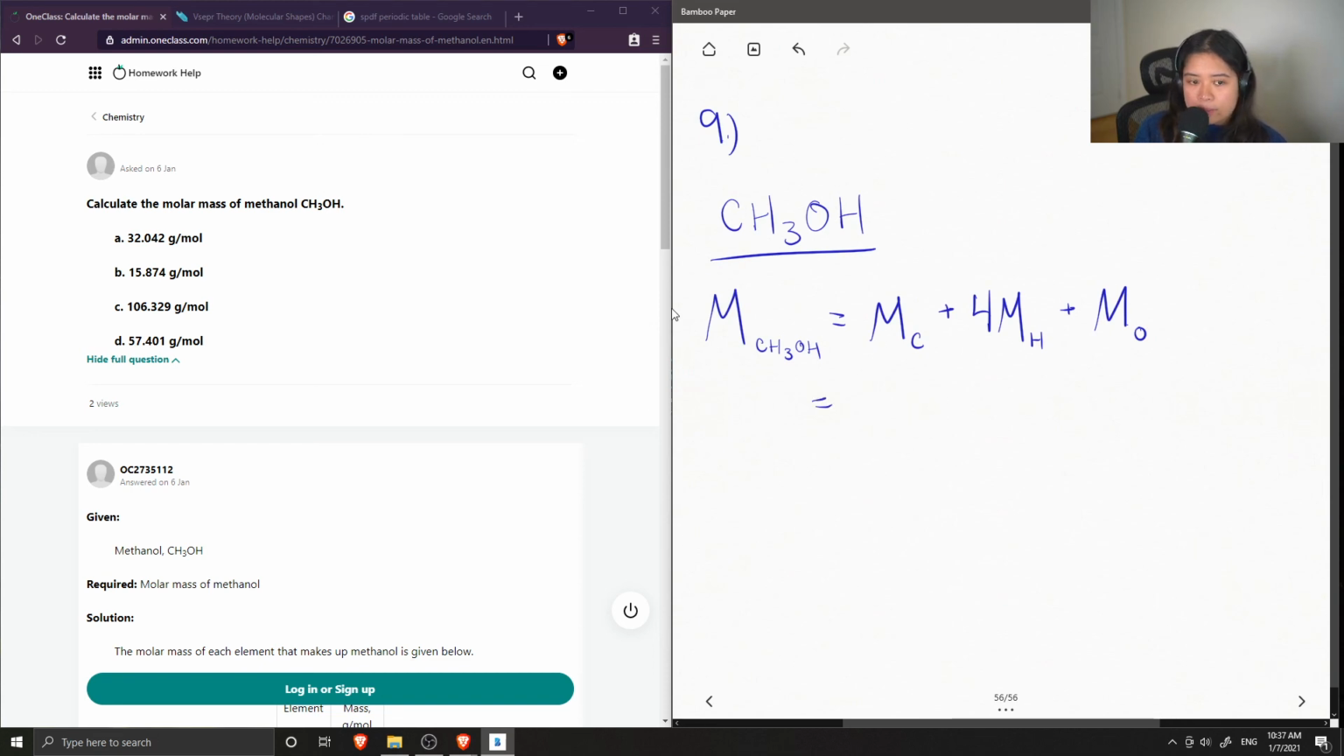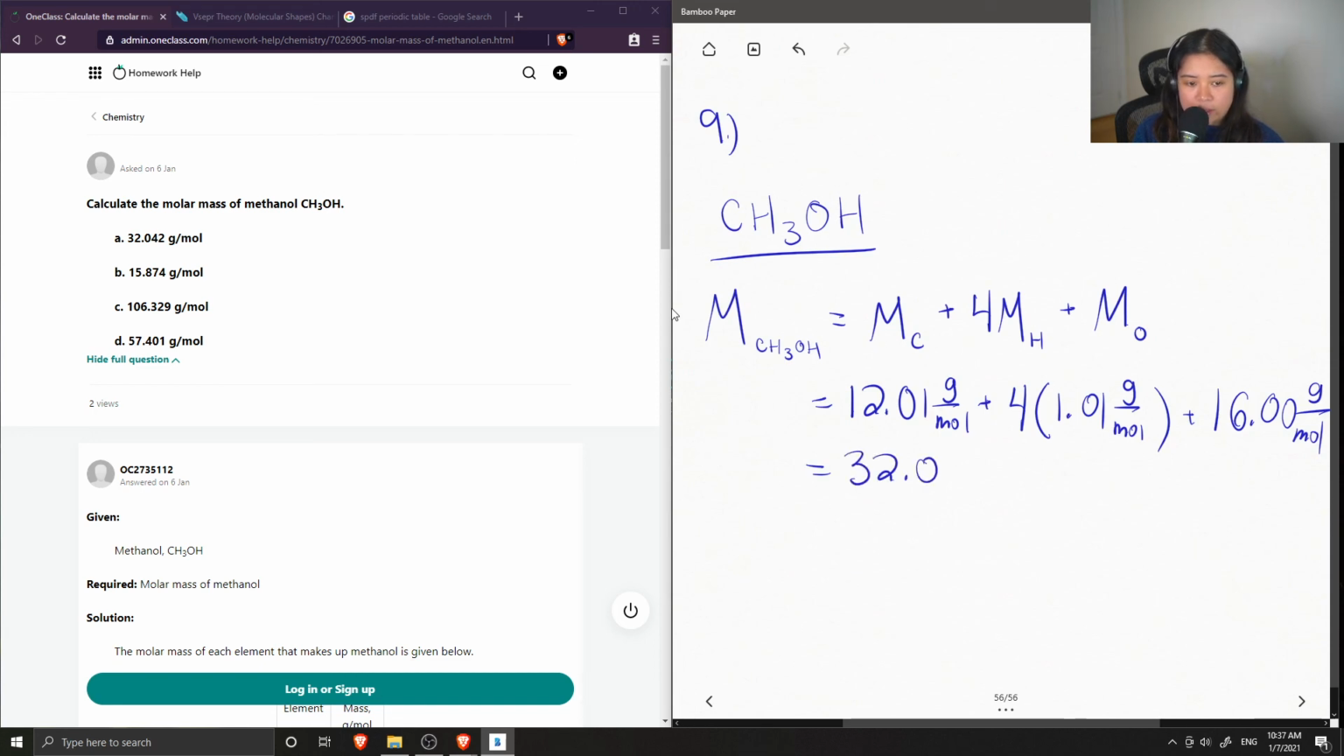So the molar mass of carbon is 12.01 grams per mole. Molar mass of hydrogen is 1.01 grams per mole. And the molar mass of oxygen is around 16 grams per mole. So if we add all these values up, we get a total of 32.04 grams per mole.